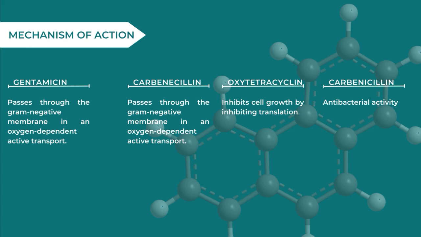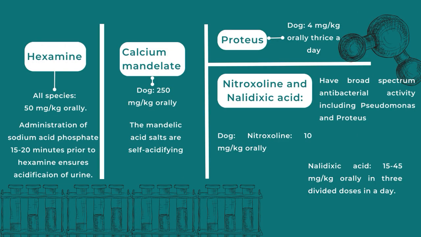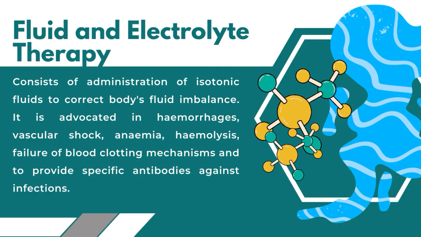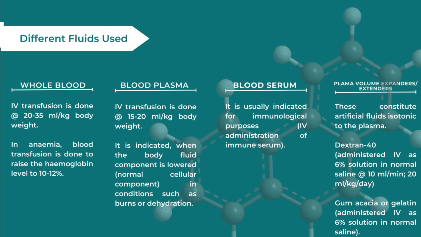Then we have the fluid and electrolyte therapy. The fluid therapy consists of administration of isotonic fluids to correct body's fluid imbalance. It is advocated in hemorrhages, vascular shock, anemia, hemolysis, failure of blood clotting mechanisms, and to provide specific antibodies against infections. The different fluids used are the whole blood, blood plasma, blood serum, and plasma volume expanders or extenders.